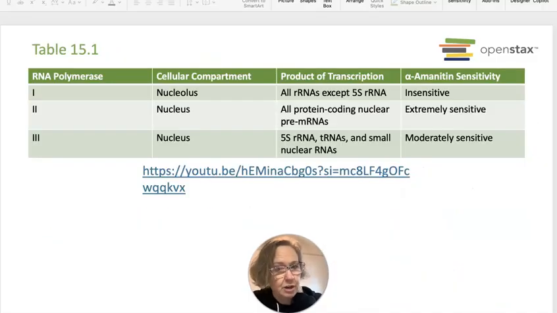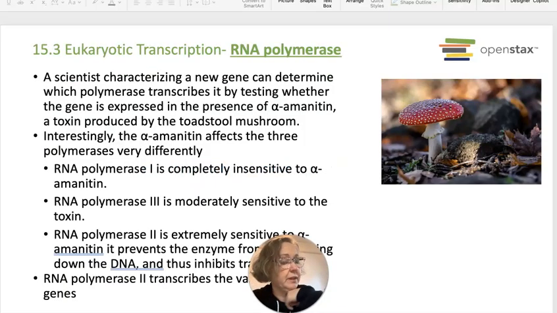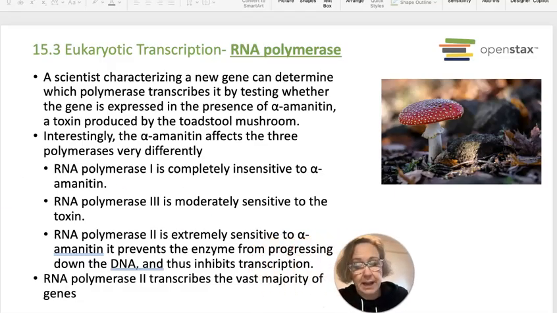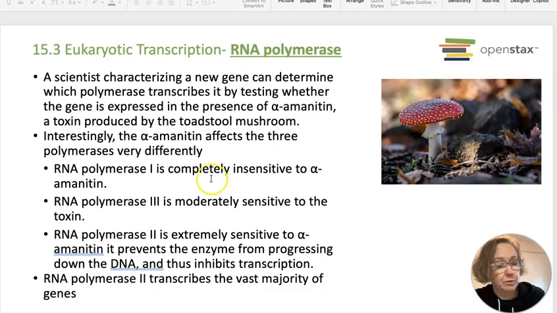And here's a handy dandy chart, right? Polymerase 1, nucleolus, rRNAs, polymerase number 2, mRNA. Polymerase number 3, typically tRNA, okay? Now, this is just information for you. So I'm not going to ask you this down here, 1, 2, or 3. I'm just going to explain to you what they're talking about. So when you hear these words, you know what I'm talking about. And because this looks like toadstool from Mario, right? The little toadstools, this is what they're talking about.